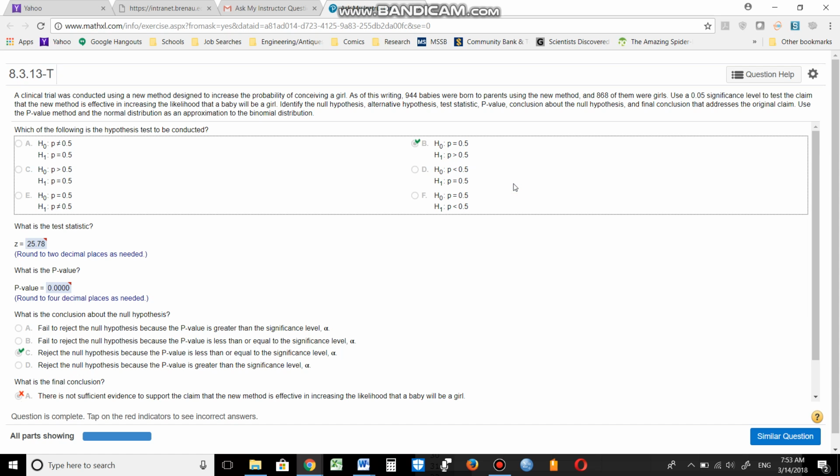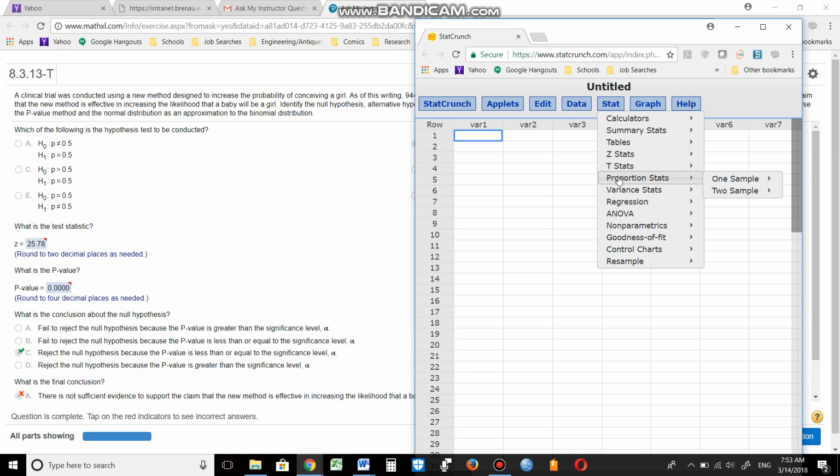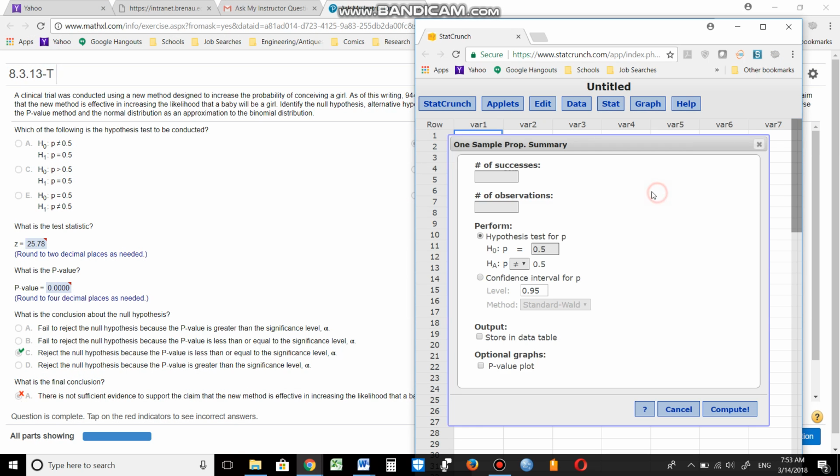Okay, so specifically, this is actually going to be a proportion test because they tell me an n value and then they give me an x value. In this case, 868, the number of successes out of the total number offered. So let's go ahead and use StatCrunch to find this. Go to Stat, Proportion Stat, one sample with summary.